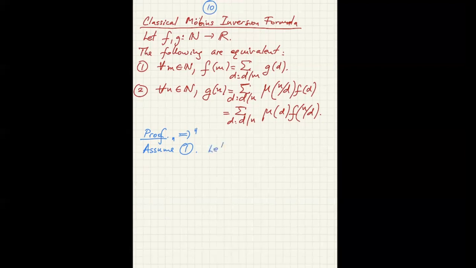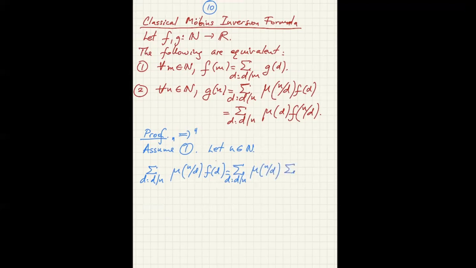So let n be a natural number. Instead of going at g of n directly, let's look at this sum: summation of d divides n of mu of n over d f of d. Because we assume one, we have a formula for f of m for any natural number. So we have a formula for this f of d, which is here, and we use that. So summation d divides n mu of n over d, and now that changes to summation of e, let's say e divides d, of g of e. So you have this double summation there.